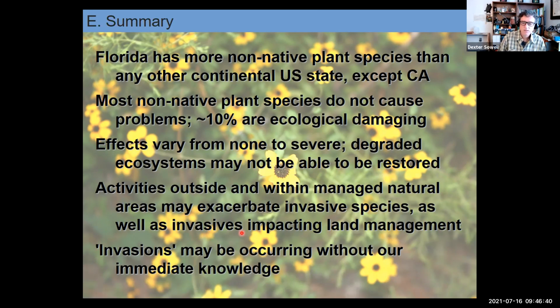Activities outside and within these managed natural areas may exacerbate invasive species, as well as the invasives themselves impacting the land management actions that can be taken on. And invasions may be occurring without our immediate knowledge. Again, referencing those cryptic invasions there.